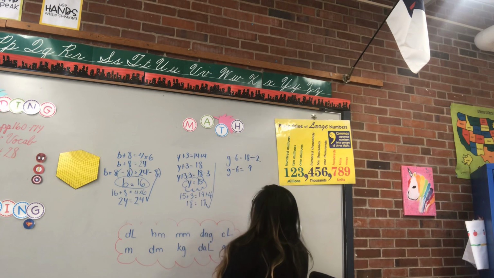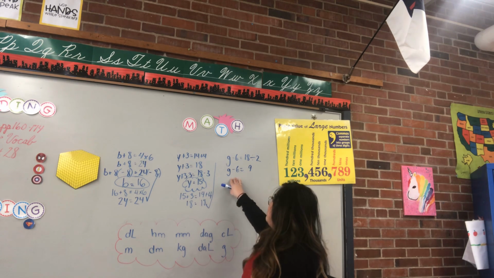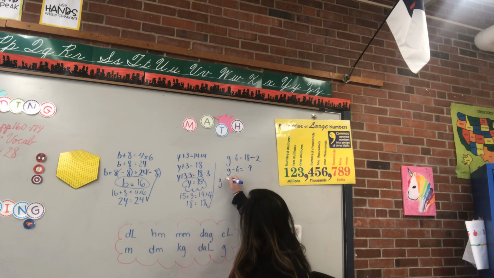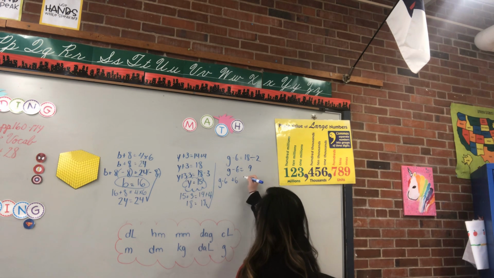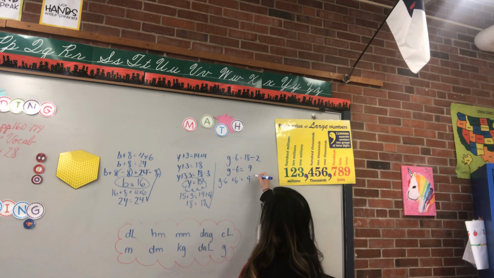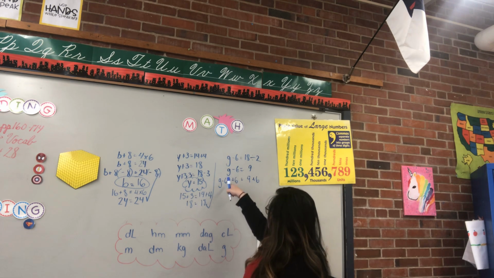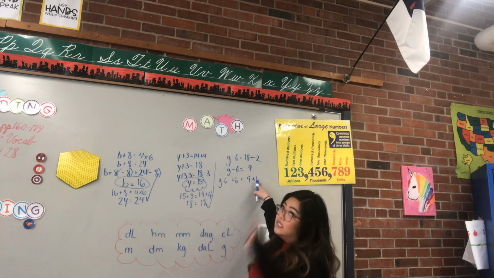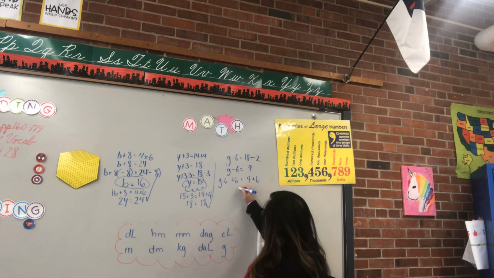So what we have to do is we do the opposite sign. The opposite of minus 6 is plus 6. G minus 6 plus 6 equals 9 plus 6. The last one we said plus 6, plus 6. We added 6 over here, we added 6 over here to make it fair. Now we're just left with G equals 15.